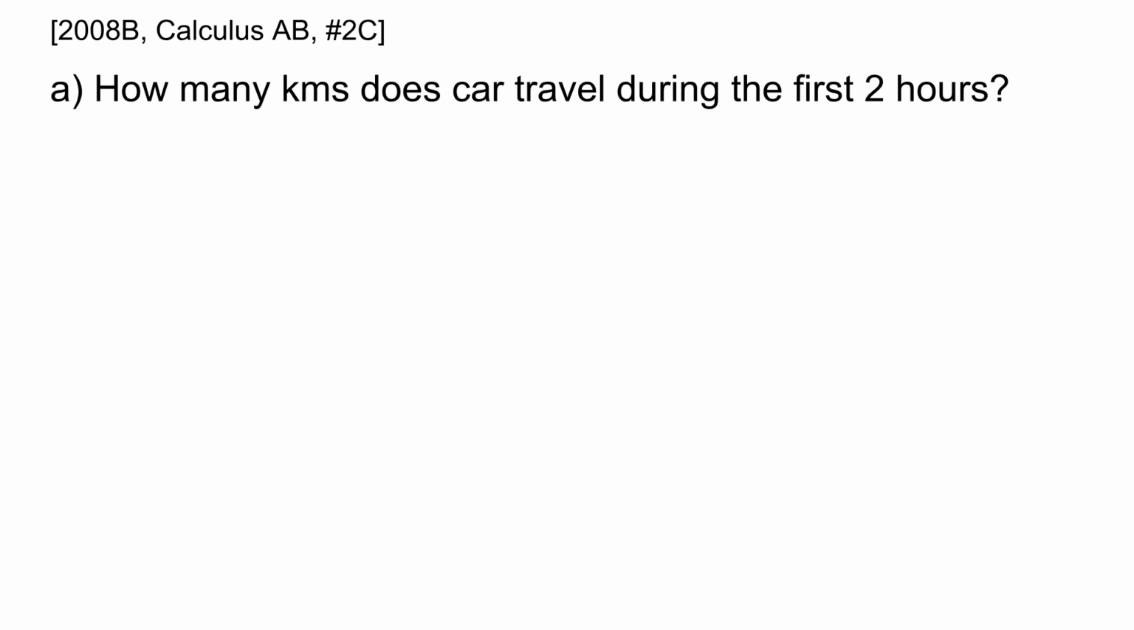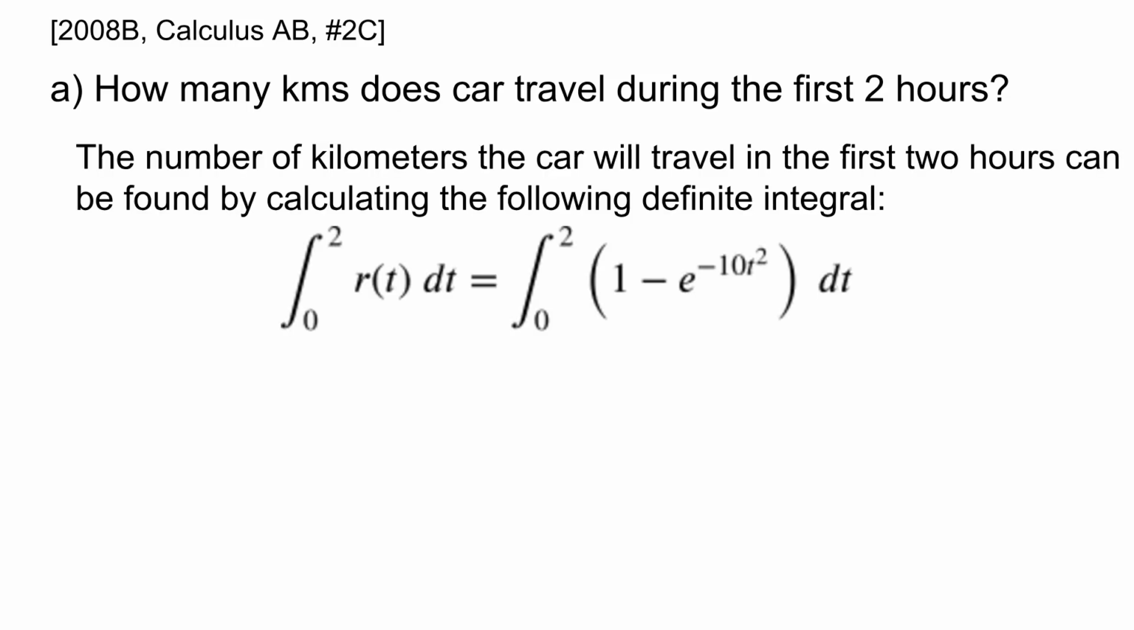In part A of this question, we are asked how many kilometers the car travels during the first 2 hours. The number of kilometers that the car will travel in those first 2 hours can be found by calculating a definite integral, the integral from 0 to 2 of r of t dt, which is the integral from 0 to 2 of 1 minus e to the negative 10t squared dt.